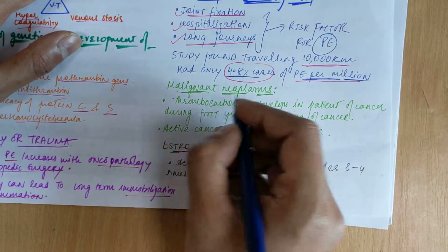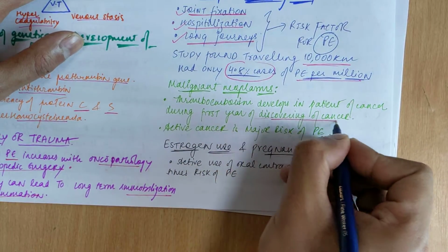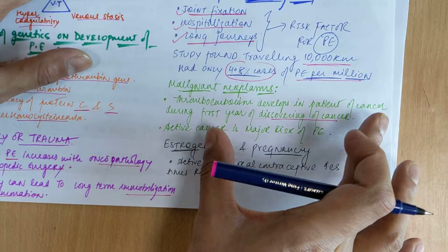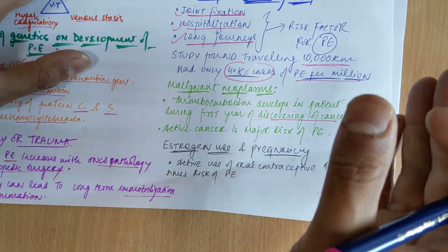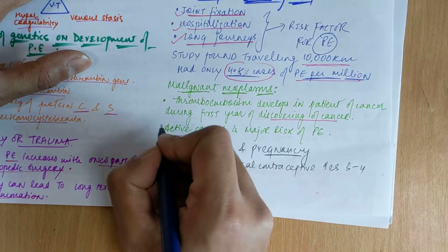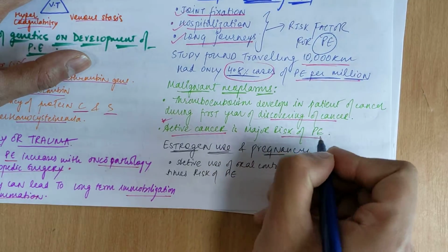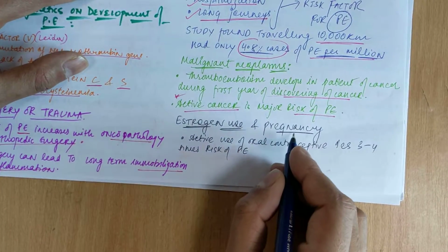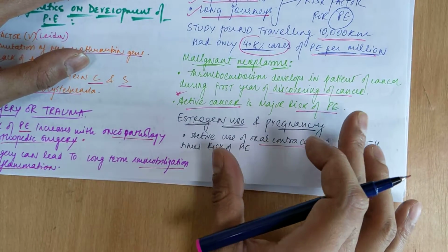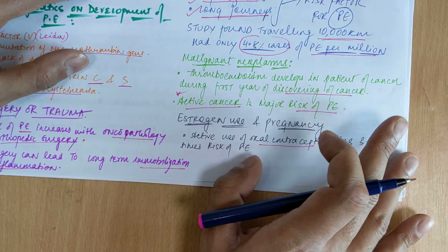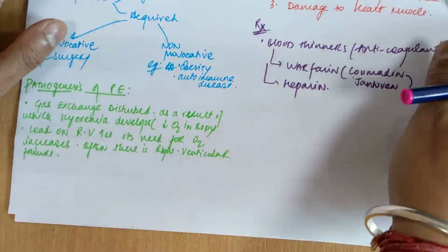Now, malignant neoplasm can also be a factor, like thromboembolism develops in patients with cancer during the first year of discovering cancer. So the patients who have developed cancer have chances of developing this embolism in the first year of their cancer. And active cancer, the patient who is on active cancer therapy or suffering from cancer, is at major risk of pulmonary embolism. Now, estrogen use and pregnancy. Active use of oral contraceptives increases the risk of pulmonary embolism 3 to 4 times. So the females who are on oral contraceptives have a high risk of developing this.